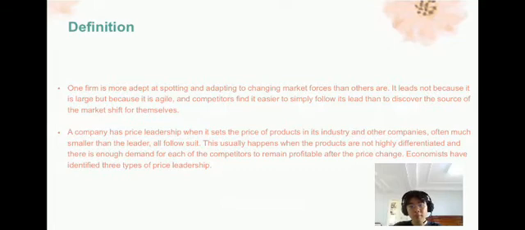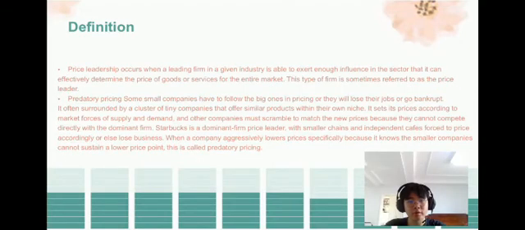to remain profitable. Economists have identified three types of price leadership. Price leadership occurs when a leading firm in a given industry is able to exert enough influence in the sector that it can effectively determine the price of goods and services for the entire market. This type of firm is sometimes referred to as the price leader. Predatory pricing: some small companies have to follow the big ones in pricing, or they will lose their jobs or go bankrupt. The leader is often surrounded by a cluster of tiny companies that offer similar products within their own niche. It sets its price according to market forces of supply and demand, and other companies must scramble to match the new price because they cannot compete directly with the dominant firm.